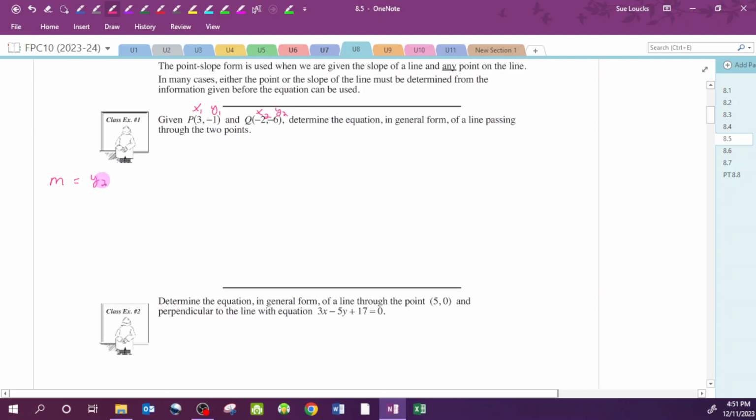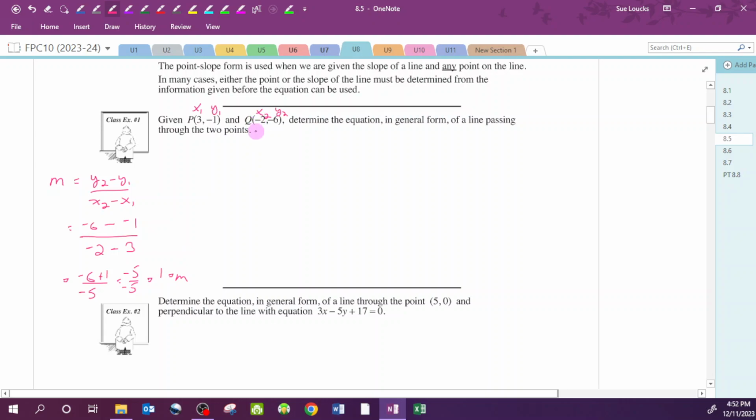My equation is y2 minus y1 over x2 minus x1. So y2 is negative 6 minus my y1, negative 1. Notice that I write the minus and then I put the negative 1. I'm going to change that to plus 1 in the next step, but I'm always going to write it out that way. And then my x2, which is negative 2, minus, this is a positive, so that's 3. So this is going to be minus 6 plus 1 over negative 5, so that equals negative 5 over negative 5, so that equals 1. That's my slope.